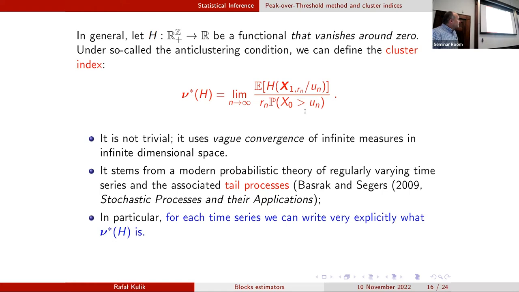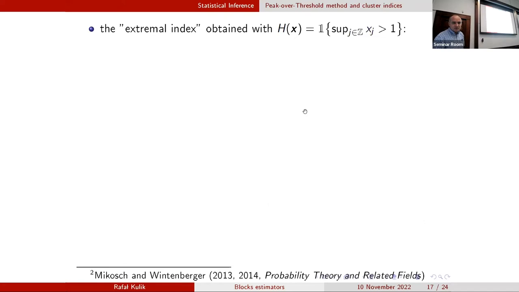Okay, but what is important is that for each time series, and this is what I did with my co-author, we can write down explicitly what it is. So I give you a function h, I give you a time series, and I can write what it is precisely for each time series. So let's see some examples. The first, the extremal index, is associated with this indicator that the maximum is bigger than one.